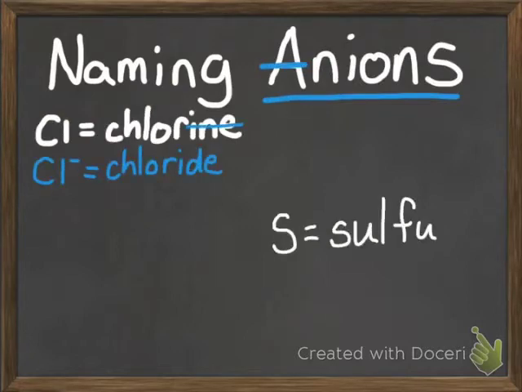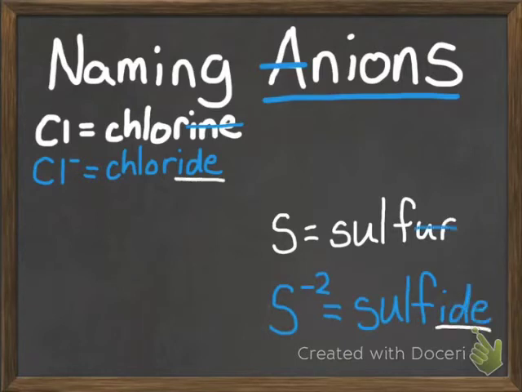For chlorine, when we name a chlorine anion, we actually call it chloride. And the same thing with sulfur. All we do is drop the last syllable of the element name and add IDE. So for the example of chlorine, we drop the INE of chlorine, add IDE, and that makes it chloride. For sulfur, we drop the UR and add an IDE, and that makes sulfide.